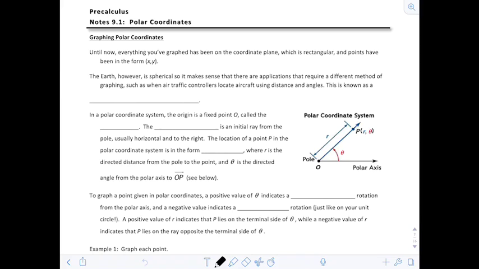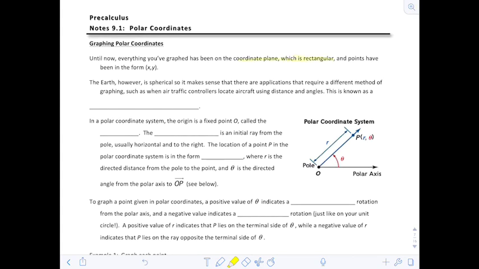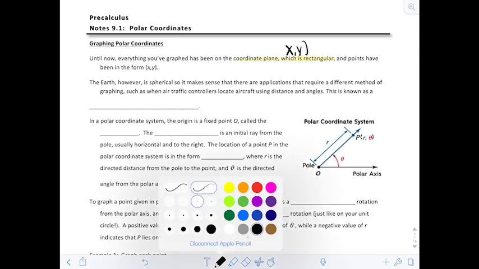Okay, 9-1 polar coordinates. As we get into graphing polar coordinates, we're now going to work on a different coordinate system, things that are going to go in a circular motion. Until now, everything that you've graphed has been on the coordinate plane, which is rectangular, and points have been in the form x, y.